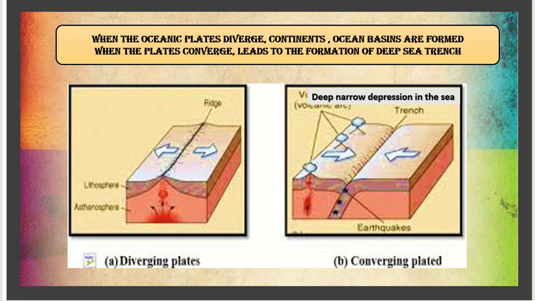Okay, now see the definition. When the oceanic plates diverge, meaning going away, what happens? Continents, ocean beds, and basins are formed. When the plates converge, we can also say colliding, hitting each other, they lead to the formation of a deep sea trench. You would have learned about trenches. It's the deepest part of the ocean. Mariana Trench is the deepest part. Okay. Now, diverging plates and converging plates, colliding with each other.